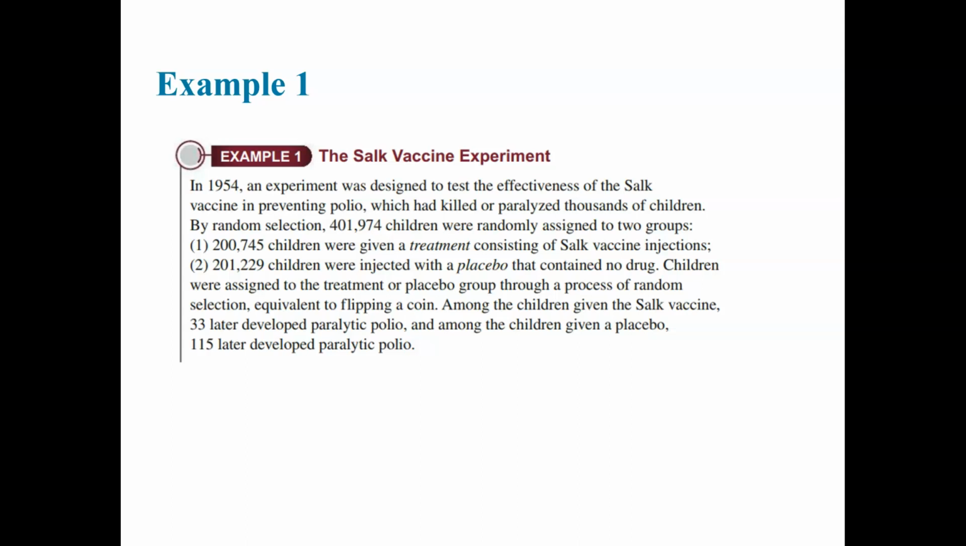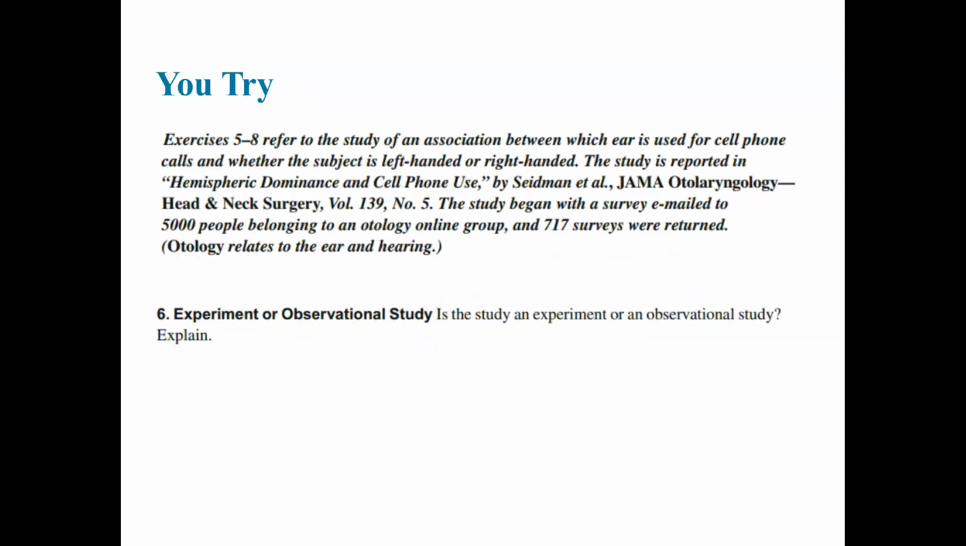In 1954, an experiment was designed to test the effectiveness of a certain vaccine in preventing polio. So they selected 400,000 children at random. They assigned them to two groups, one group getting the treatment, the other given the placebo. And then children were assigned to the treatment or placebo group through a random selection. And then they found the results the following. And it looked like the vaccine might actually work. So go ahead and give this a try and press play when you're ready to see the answer.